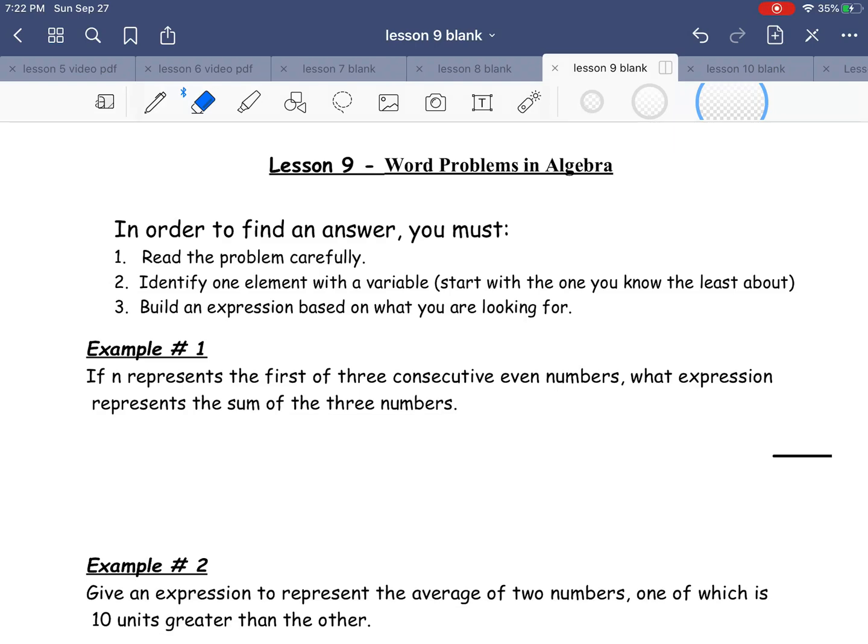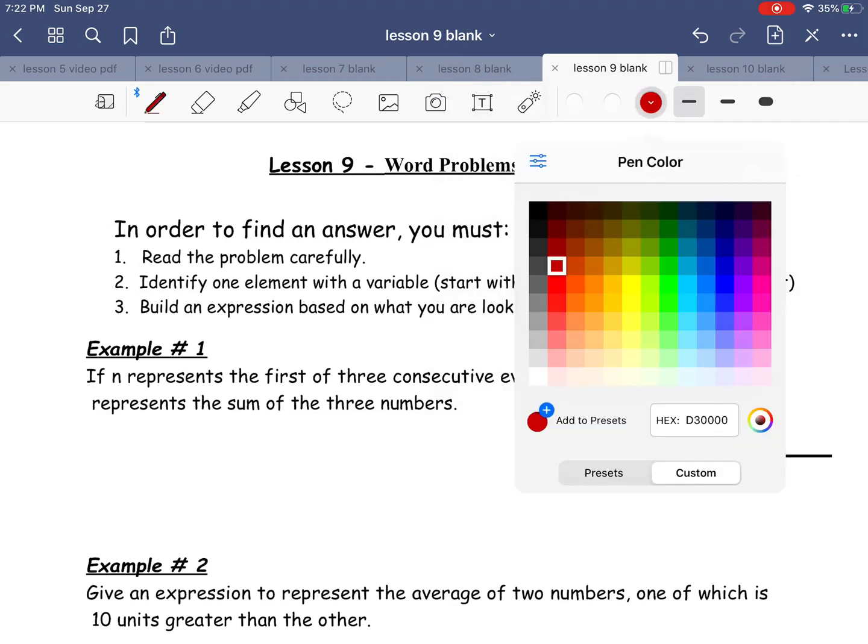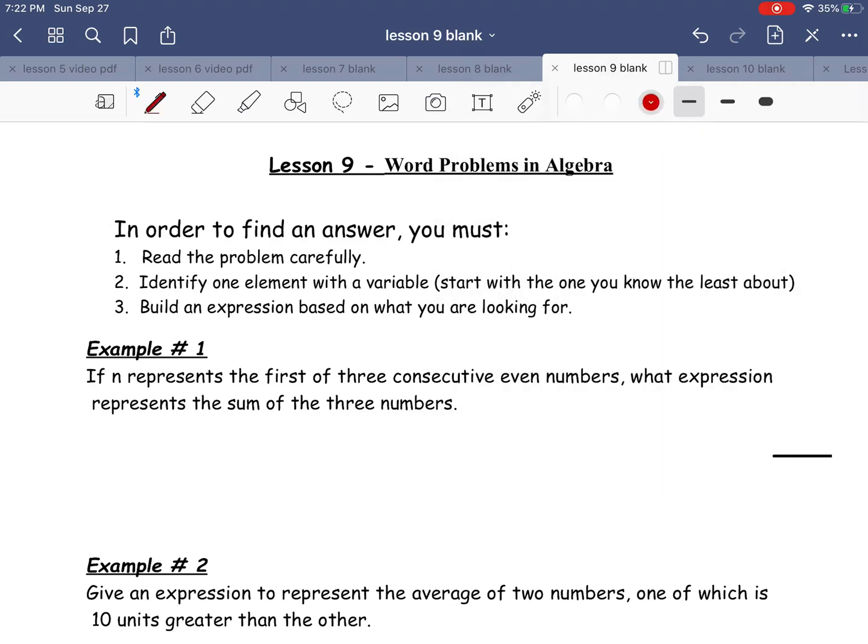Okay, when it comes to problem solving in algebra, it's probably the first real problem solving that we're going to encounter so far in secondary 2. So I'm going to compare it to the poster that I have in the classroom, okay? So yes, of course, read the problem carefully, identify each element with a variable, make an expression. I'm always going to refer to my poster, which is really 4 steps.